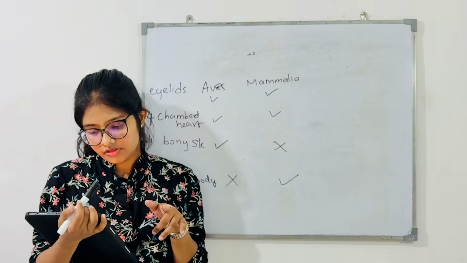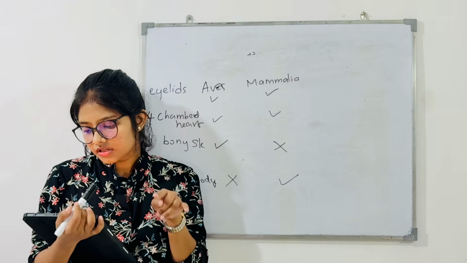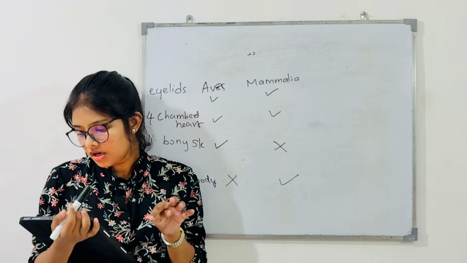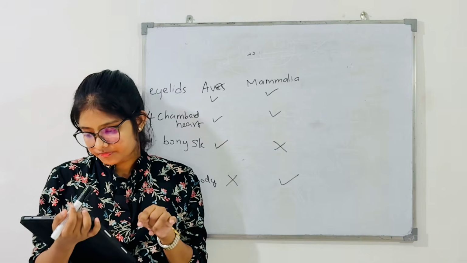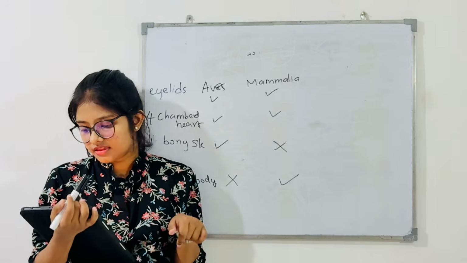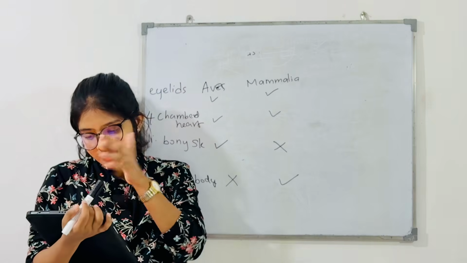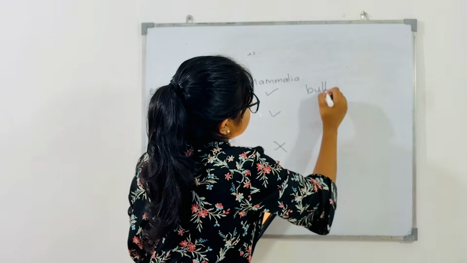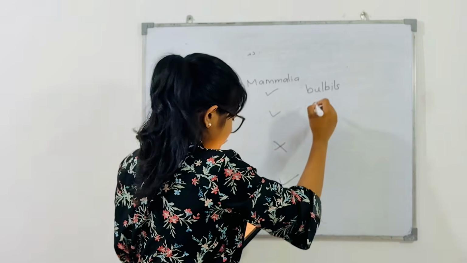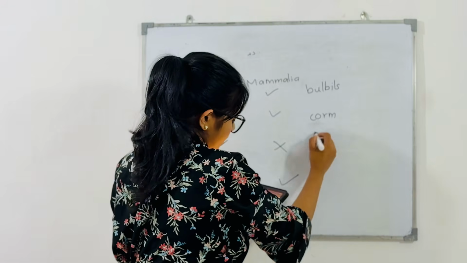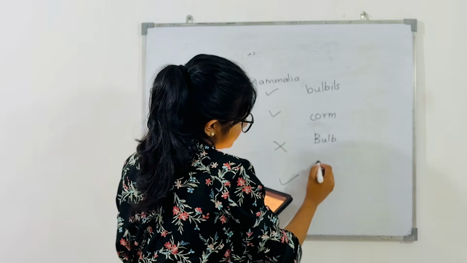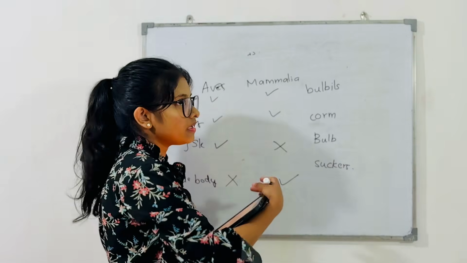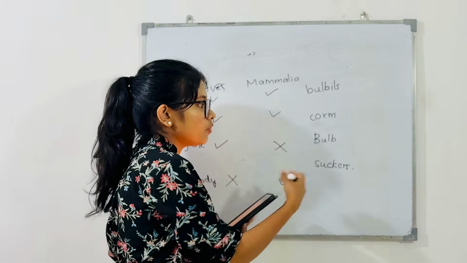For the 14th question, the special reproductive structure formed by modification of a vegetative bud or a flower bud. I hope you have seen these things as well. The answers are bulbils. Bulbils. And the next one is cone. Next one is bulb. Next one is suckers. Okay. Suckers are kind of roots, right?